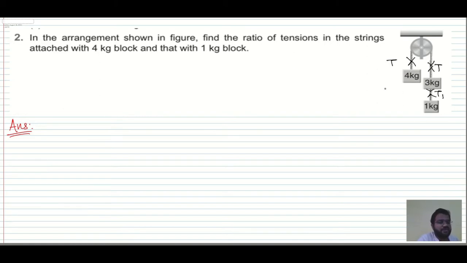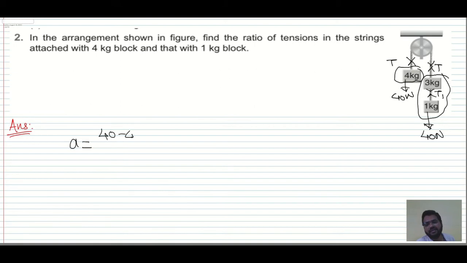Always remember, in this type of problem, firstly find the acceleration. The acceleration is the greater force minus the smaller force divided by the total mass in the system. What is the force over here? It is mg, that is 40 Newton. And over here, it is also 40 Newton. So 40 minus 40 divided by the total mass 8 is equal to 0 by 8, which is 0 meter per second square. That means everything is at rest.